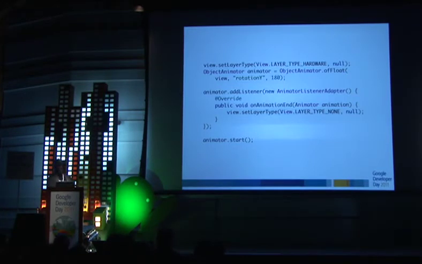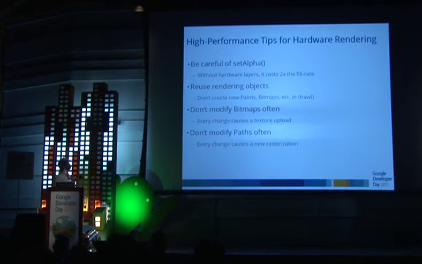So a couple of tips to kind of leave you here with. One is that we have to be very, very careful of using set alpha in general on our layers. Because if you put set alpha on a layer and you're not using hardware layers, it actually costs an enormous amount of fill rate. So set alpha is a really, really good example of when you want to use a hardware layer. Because it does it all at the compositing step all at once.